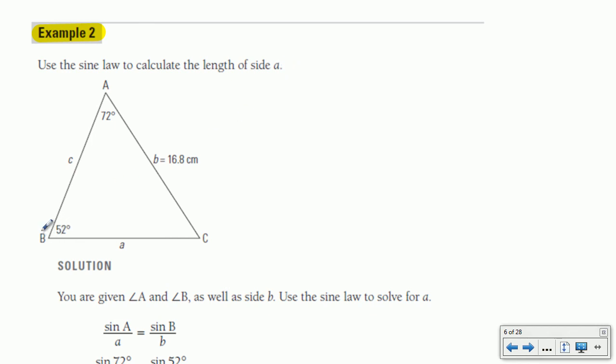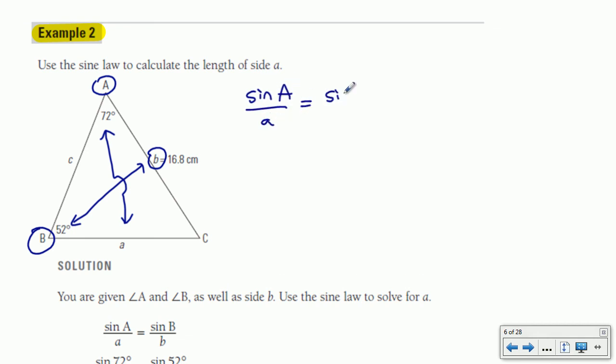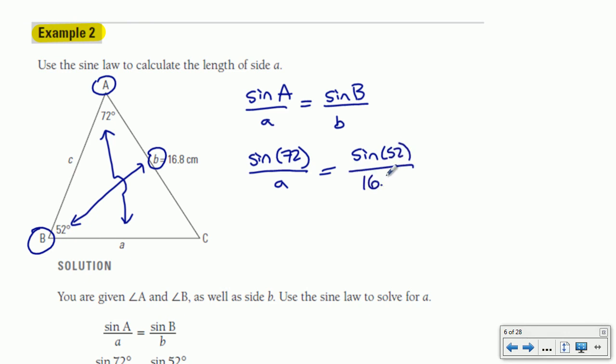So in this triangle we have angle B and side length b. We know 2 out of 2 in this side-angle pair, and we know 1 out of 2 in this side-angle pair. So that allows us to use sine law. We would set it up like sine A over a equals sine B over b, and then plug in what you know. Angle A is 72, trying to solve for a.